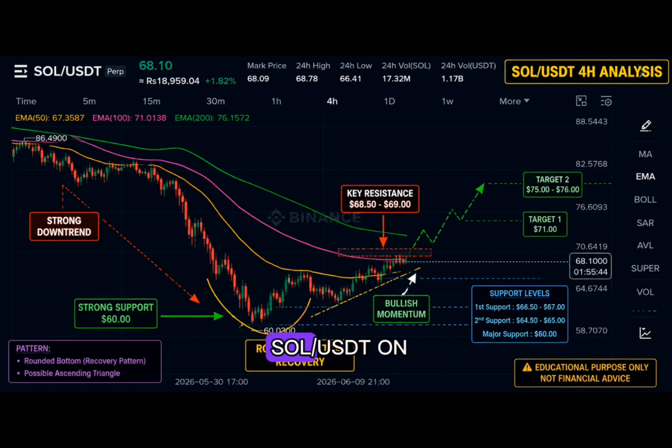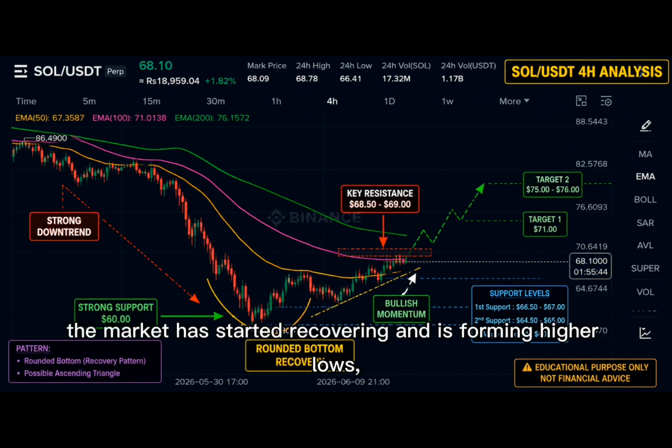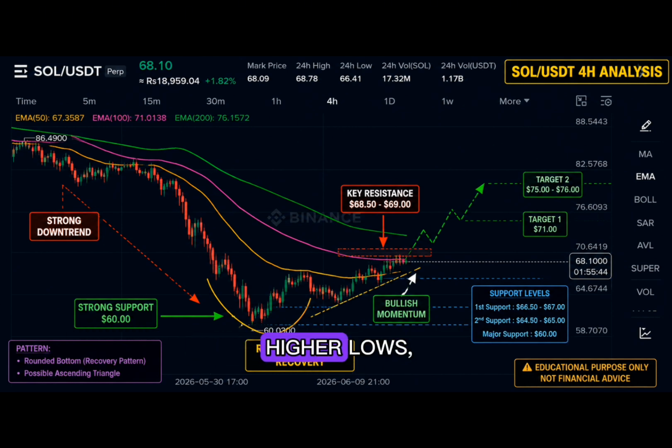Today, we're analyzing SOL/USDT on the 4-hour time frame. Looking at the chart, SOL experienced a strong bearish move from around $86.50 and dropped to a low near $60. Since then, the market has started recovering and is forming higher lows, which is a positive sign for buyers.